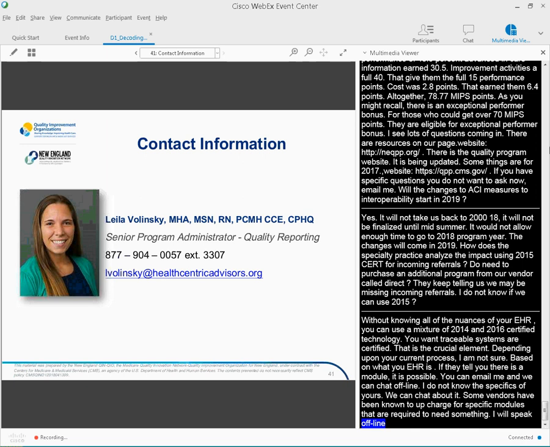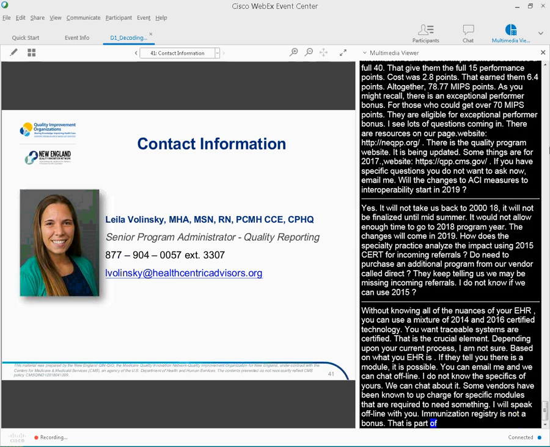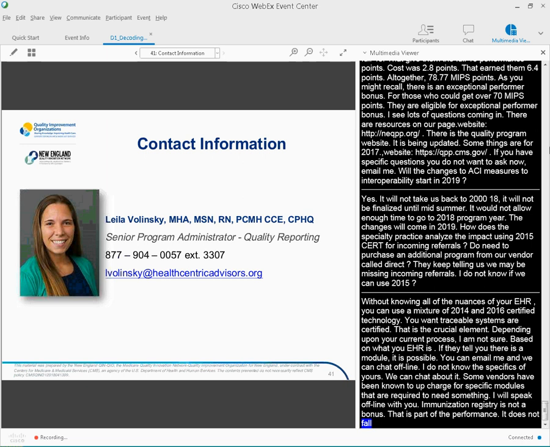Immunization registry is not a bonus. It is part of the performance score. So it doesn't fall into that clinical data public health group. It's kind of a separate component of the performance score.